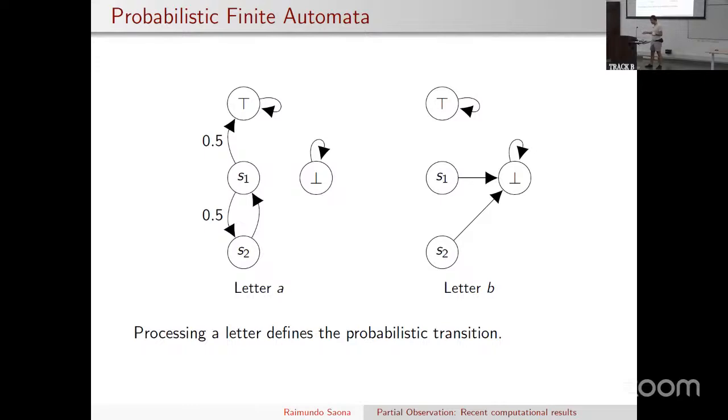Probabilistic finite automata. It's an automaton where each transition has probabilities. So if we start in S1 and we process the letter A, you might go with probability a half up or a half down. Up is the happy state, you terminate. If you go down, what happens? Well, you continue processing letters, right? In case that you process the letter B, then you immediately go, and that's it. So this is an automaton that has probabilistic transitions. Nothing especially new about it.